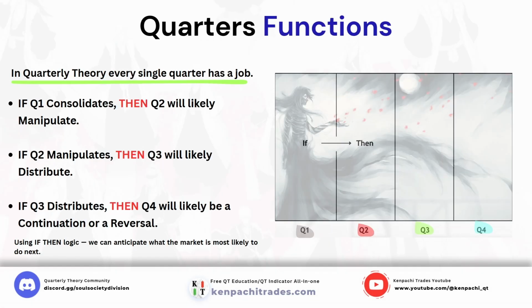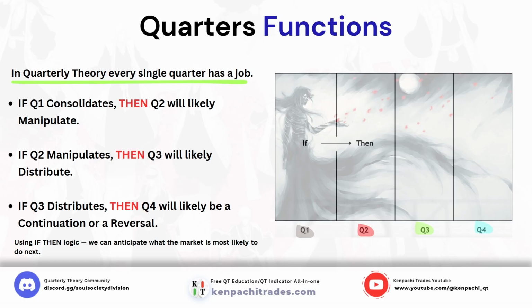Now, the next thing that we want to cover is the quarters' function. In the quarterly theory, every single quarter has a job. And by applying if-then logic, we can anticipate what the market is most likely to do next. If Q1 consolidates, then Q2 will likely manipulate. If Q2 manipulates, then Q3 will likely distribute. And if Q3 distributes, then Q4 will likely be a continuation or a reversal.